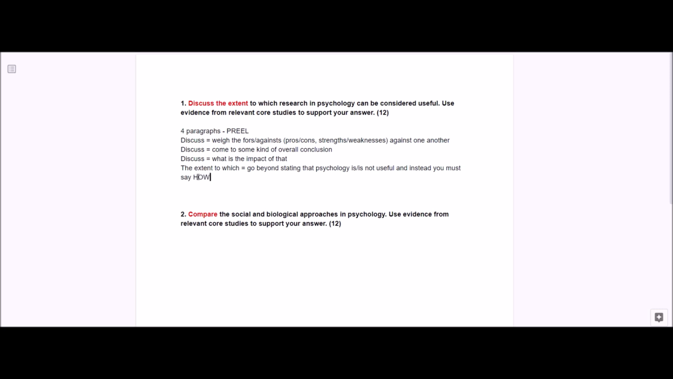The extent to which. Okay. The extent to which means you need to go beyond stating that psychology is not useful, and instead you must say how much it is useful. And that's what it means by to what extent.